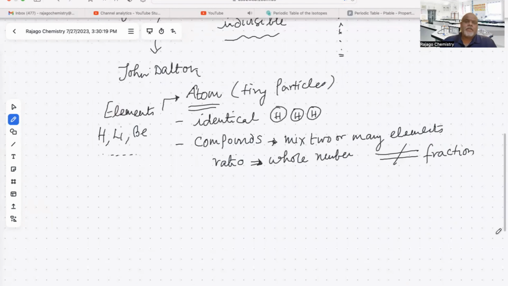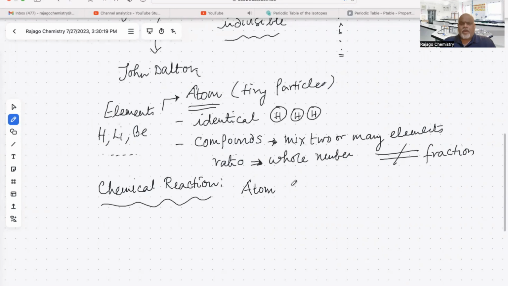And the discovery progressed in such a manner that it addressed what a chemical reaction is and what happens in a chemical reaction. So in any chemical reaction, an atom cannot be destroyed or created. Okay, you cannot newly create one.